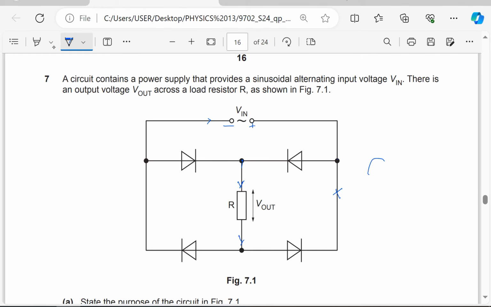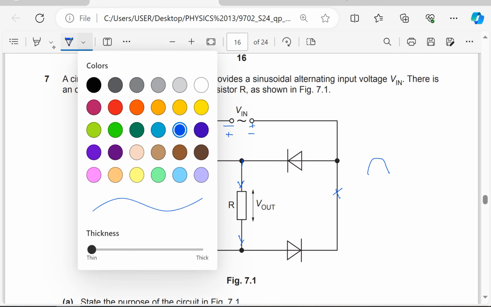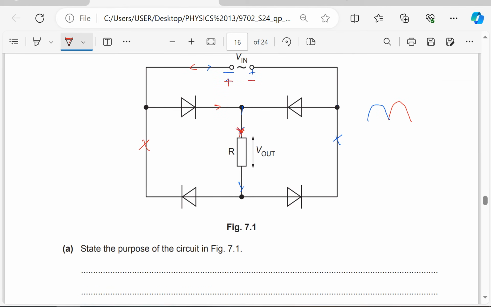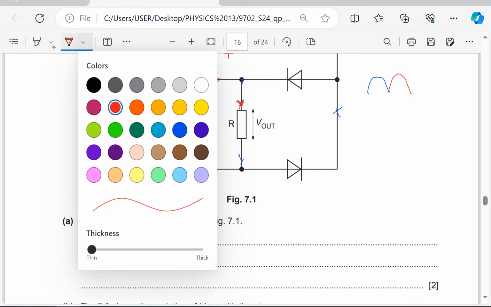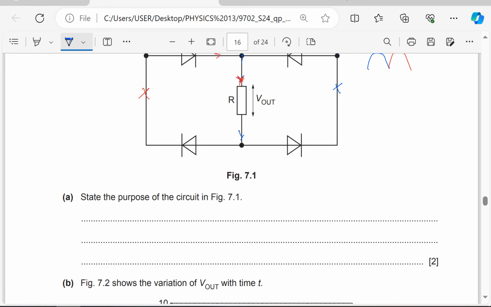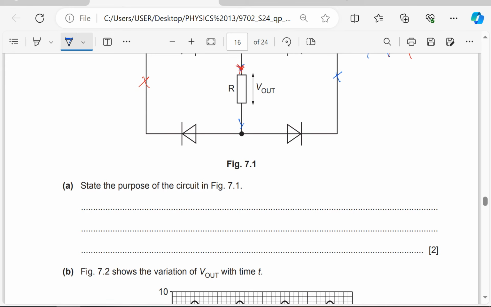So that is positive. For the second half cycle, this becomes positive, negative. So current is now flowing in this direction. Let me change the color. For the second half cycle, this is positive, this is negative. So current is now flowing like this. It will not take this route. It will take this route and it enters from the above. So that means current is always entering from the top. So that means the second half cycle is also positive. So this is going to cause a full wave rectification. So the question is, what is the purpose of the circuit? So I will simply say full wave rectification of the input voltage.